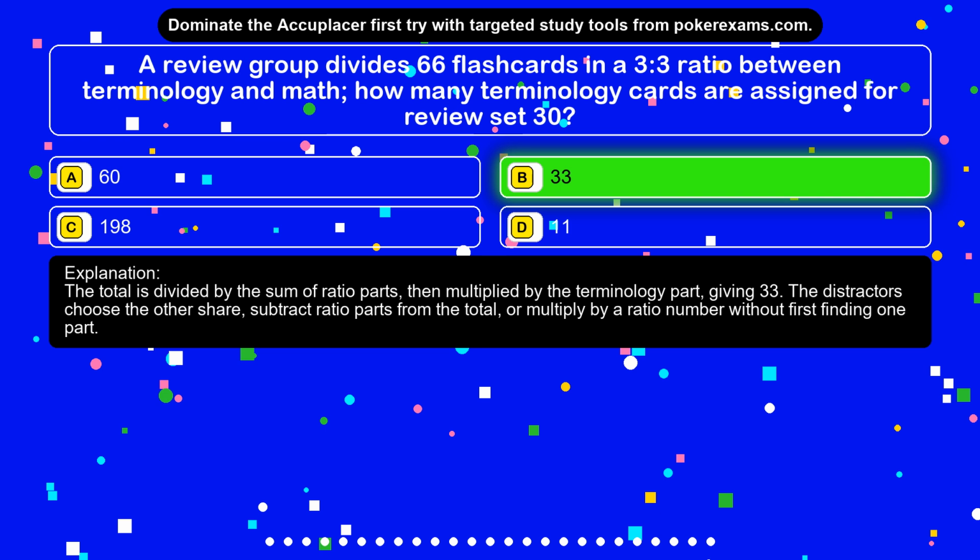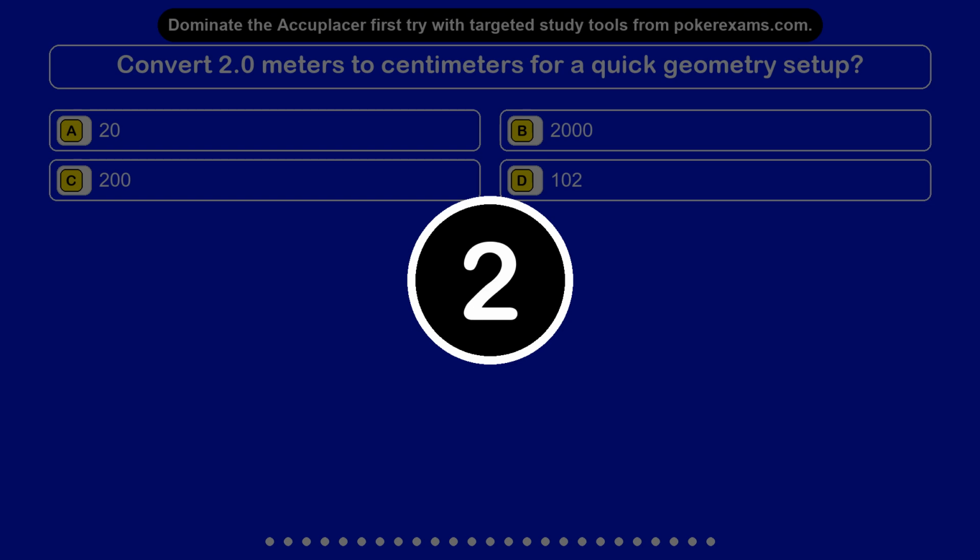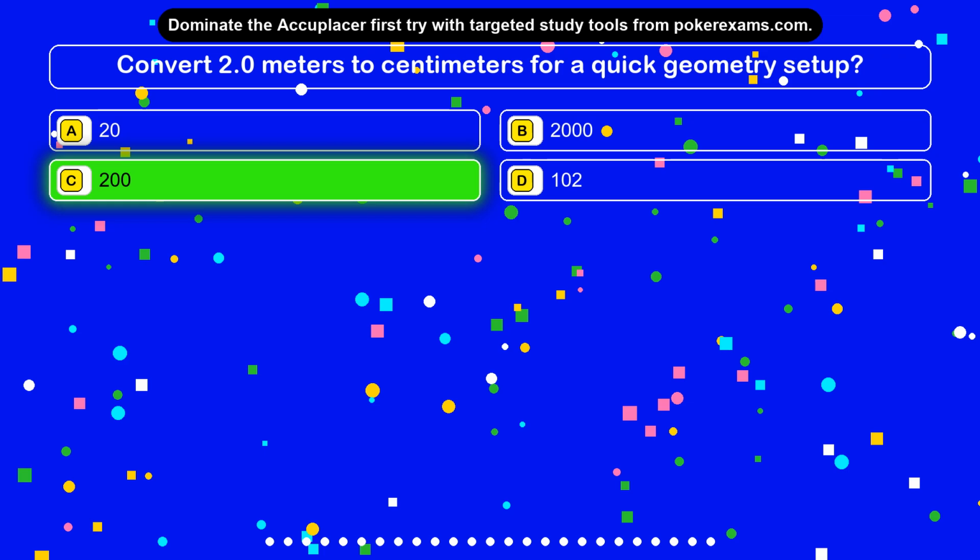Question 6. Convert 2.0 meters to centimeters for a quick geometry setup. Option A, 20. Option B, 2000. Option C, 200. Option D, 102. The correct answer is option C, 200.